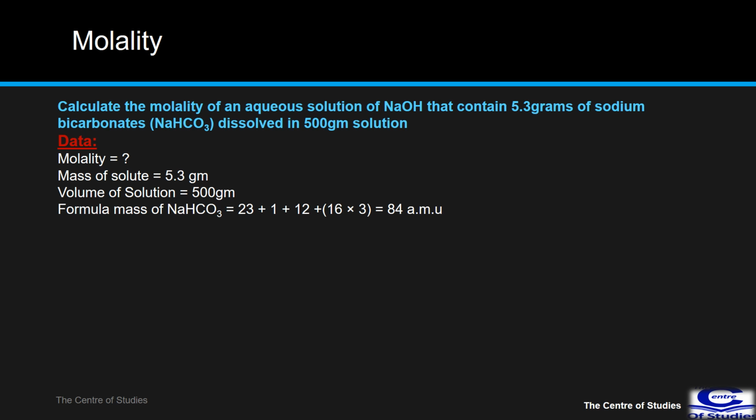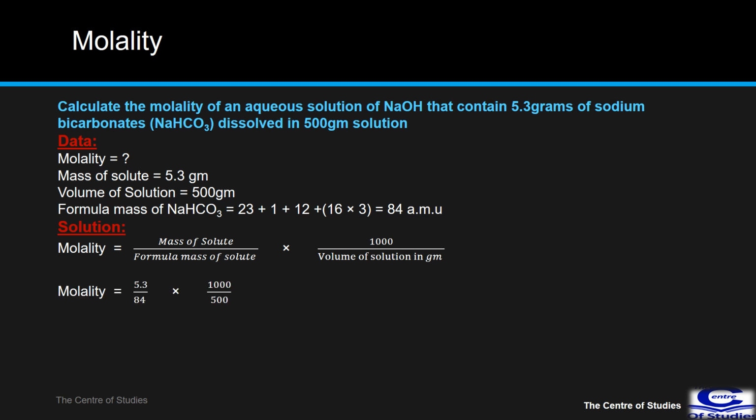Coming to solution, the formula to find out molality is molality is equal to mass of solute divided by formula mass of solute into 1000 upon mass of solution in grams. So, placing the values, molality becomes 5.3 divided by 84 into 1000 upon 500. And by doing the mathematical calculation, we get the answer. The molality of an aqueous solution of sodium hydroxide that contains 5.3 grams of sodium bicarbonate dissolved in 500 gram solution is 0.12 molal. Since it's a molality, its unit is small m.